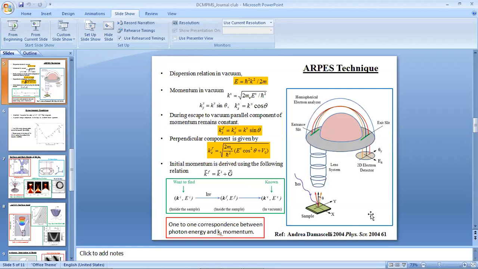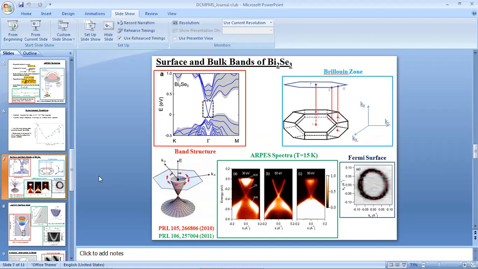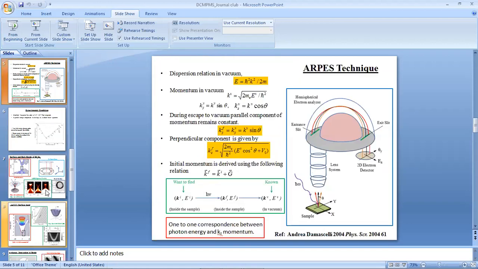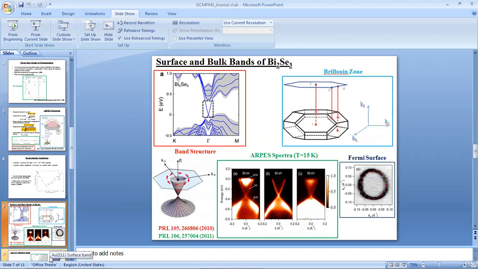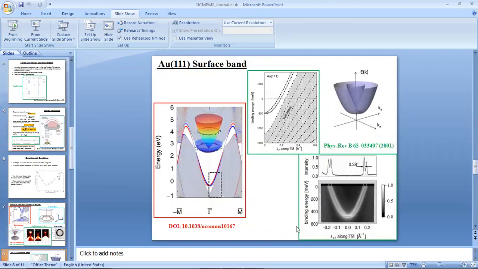So here the error bar in the momentum is basically restricted to how accurately you can change this theta of the sample. So that is done very accurately. Just a minute. Tell me, what is the question?